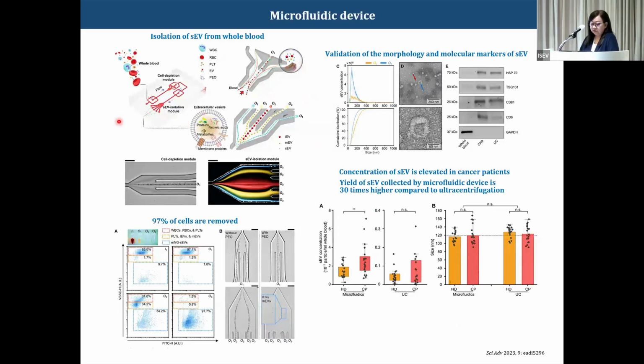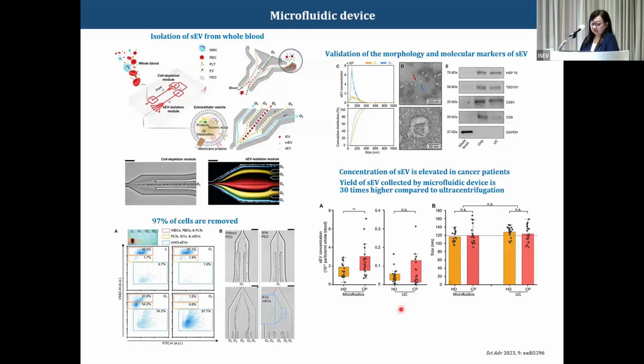So this microfluidic comprises a cell depletion module and an EV isolation module. In the first module, the cells are removed from whole blood, and then the cell-free blood is introduced to the second module, where small EVs are separated from other EV subtypes. Below, there's a figure showing that 97% of the cells were removed, and the morphology and the molecular markers of these isolated small EVs were validated.